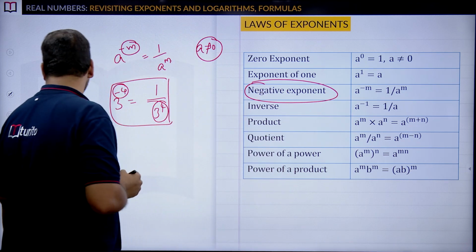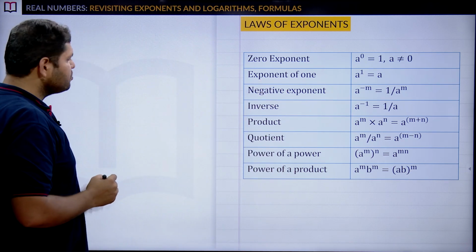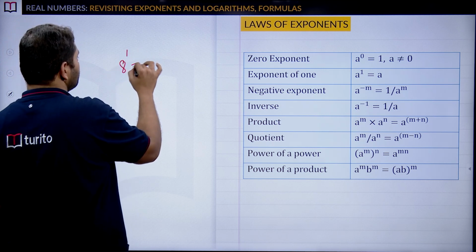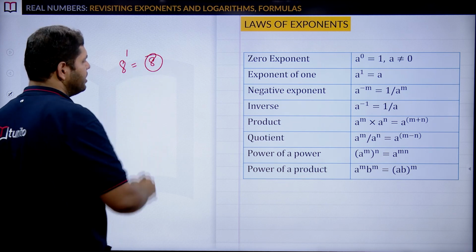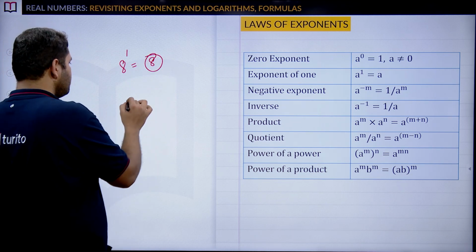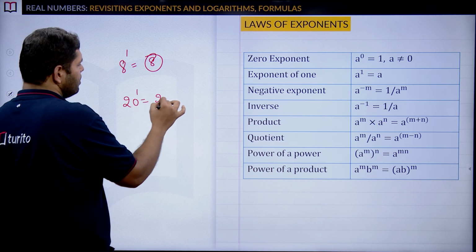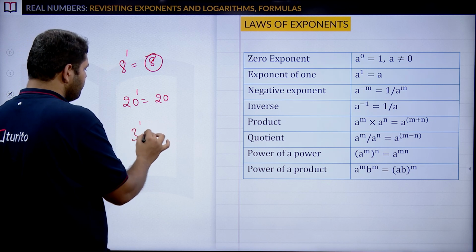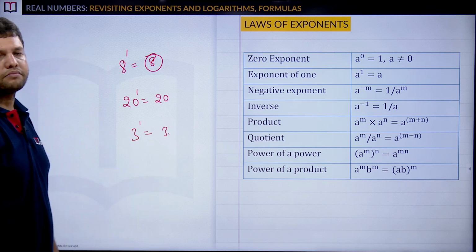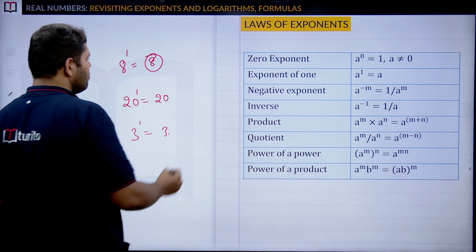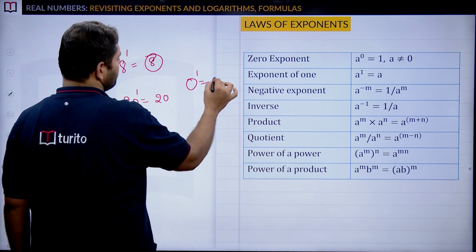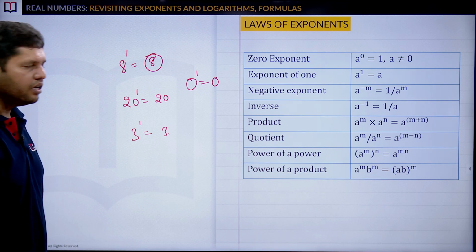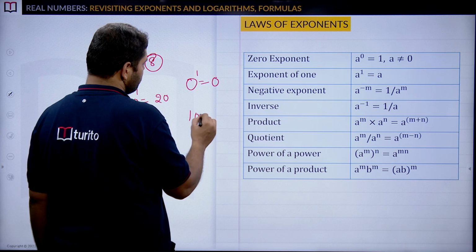Next one is exponent of 1. So what is the exponent of 1? It's very simple. If you take a number, say 8 to the power of 1, the answer is 8. You can write 20 to the power of 1, the answer is 20. You can write 3 to the power of 1, the answer is 3. So any number to the power of 1 gives the same number, like 0 to the power of 1 is 0, because 0 is multiplying itself only one time. You can write 100 to the power of 1 also.